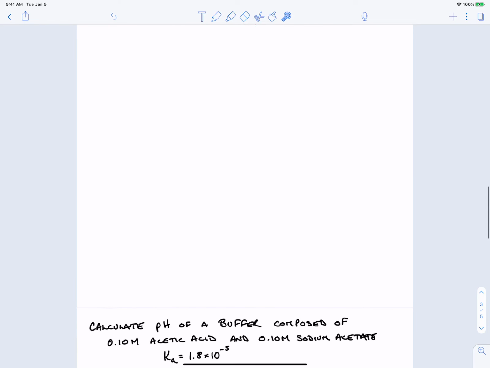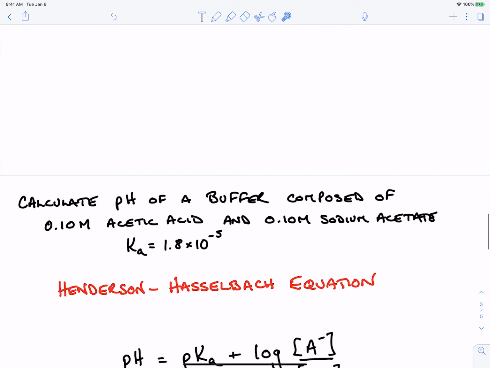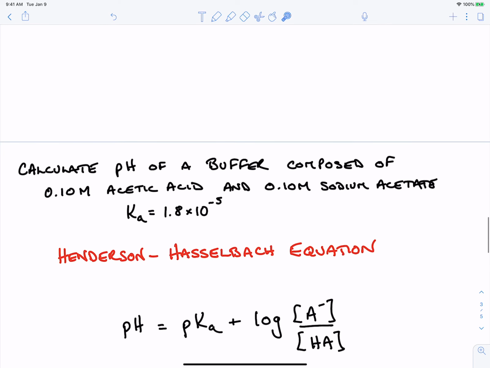If we look at this question again, later on we're going to talk about what's called the Henderson-Hasselbalch equation. What this does is it relates the pH to the pKa and the concentrations of, in this case, the conjugate base divided by the weak acid. In this particular case, we could use this equation to calculate the pH of this buffer. We're given Ka, but what we actually need is pKa.